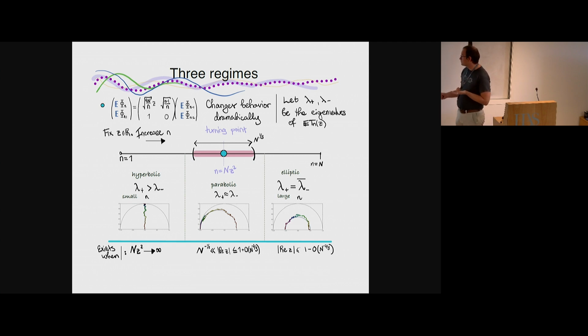Either you have real and separated eigenvalues, one is larger than the other one. This is the hyperbolic region. Or the eigenvalues are equal. Now that only happens at exactly 1n, or maybe never. So there's actually going to be a region around this point at which the eigenvalues become equal, where you need to do something. And then you also have complex conjugate pairs.